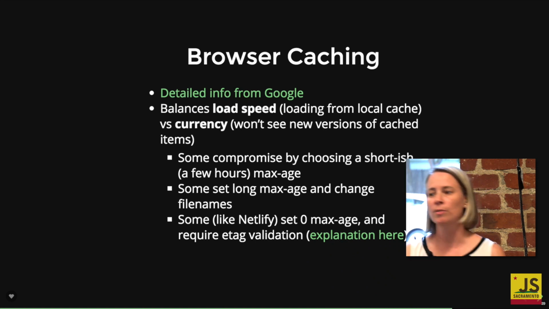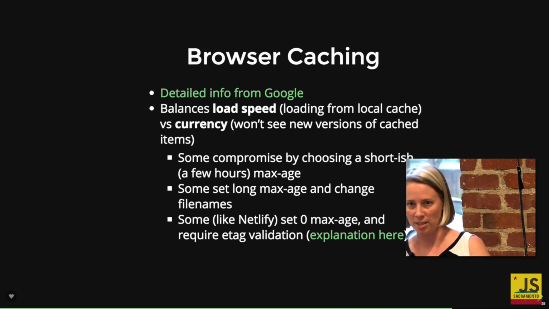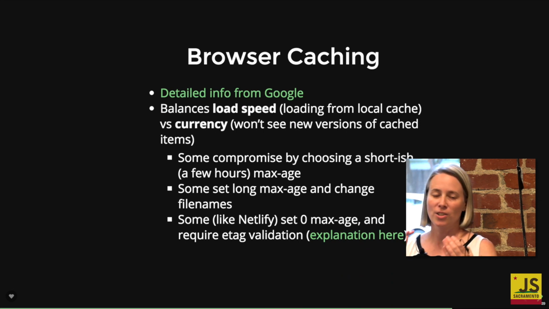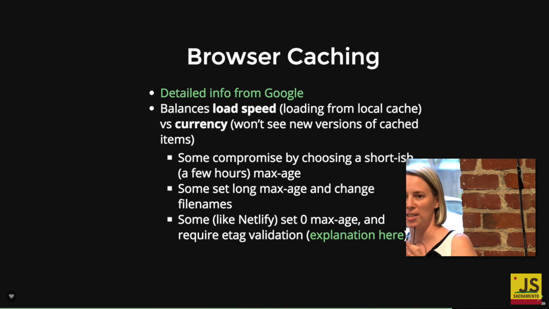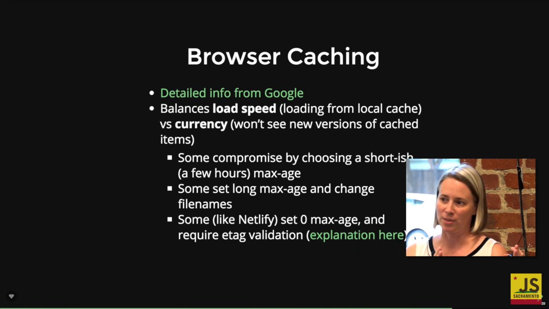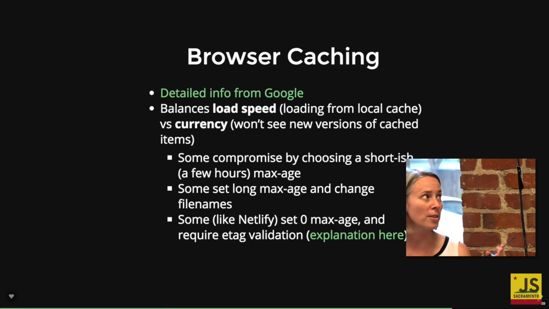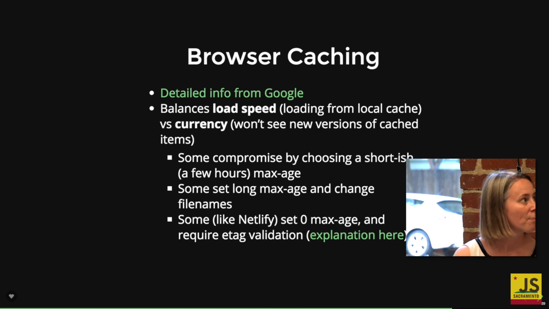So if you upload a new version of shiba.jpg, it's going to change that file name to shiba plus a whole bunch of numbers.jpg that's different from the last version of shiba.jpg. So when it gets to the browser, it's going to say, oh, this is a totally new image. I can't load this from cache. I'm going to get a new one.